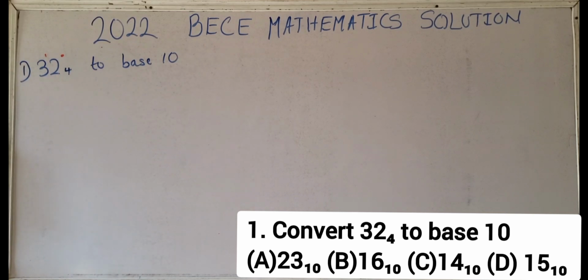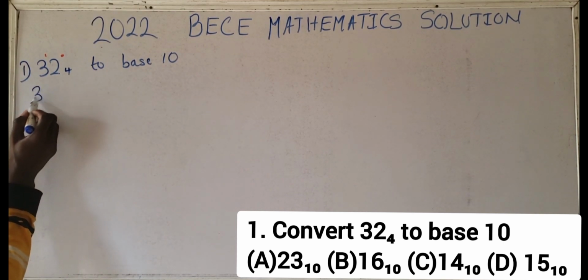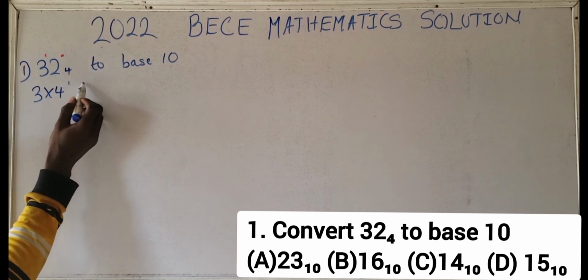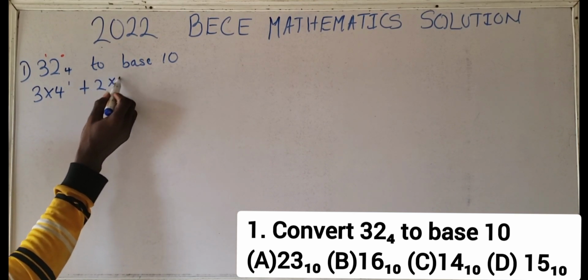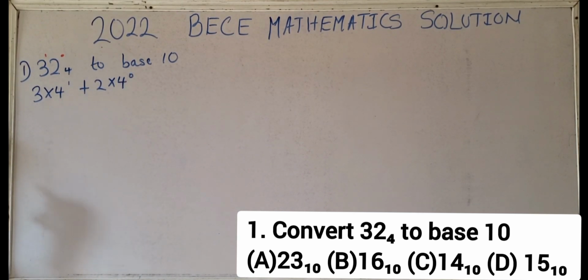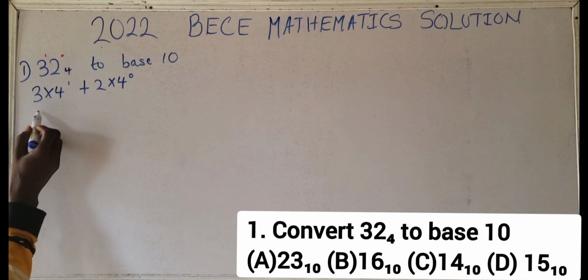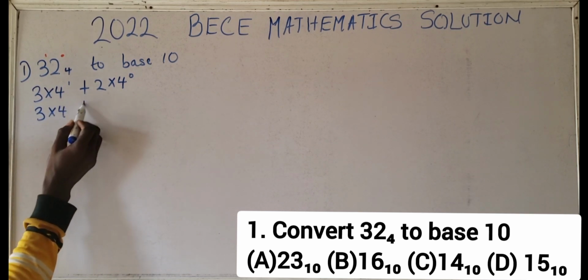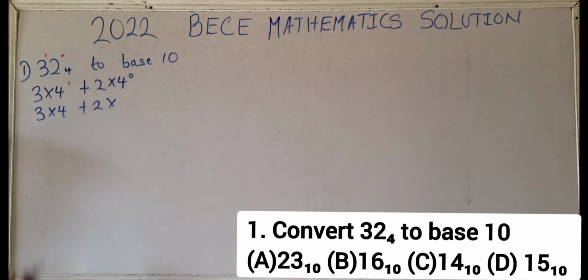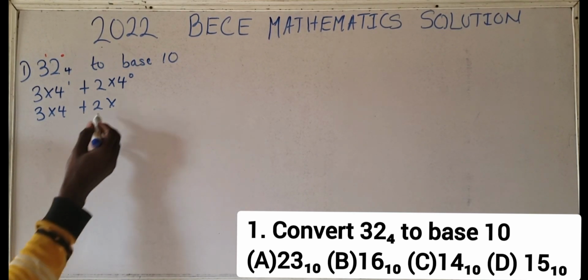Now, with respect to what you do here, you can proceed as follows: 3 times 4 raised to the power of 1 plus 2 times 4 raised to the power of 0. Now, 3 times 4 raised to the power of 1 is 3 times 4, plus 2 times 4 raised to the power of 0. 4 raised to the power of 0 is 1. Any number raised to the power of 0 is 1. So here I'm going to have 2 times 1.